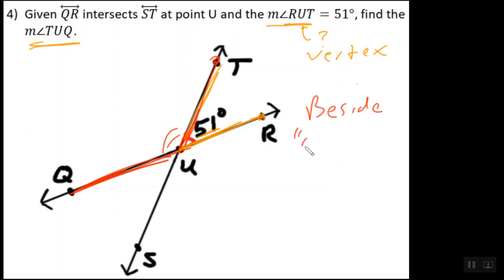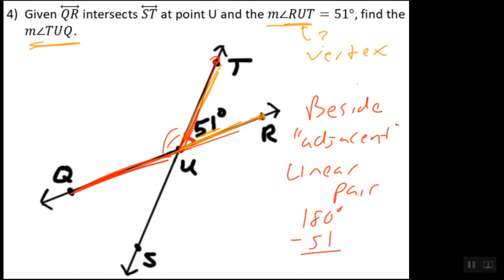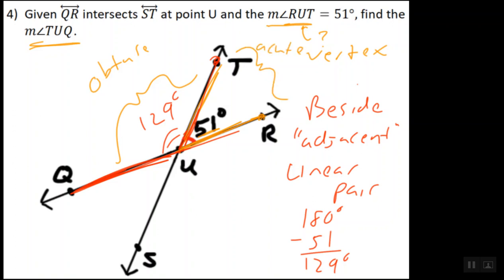And if you'll remember from our level 1 video, we call them adjacent. Or if you want to get real fancy, since they're on a straight line, we can call them our linear pair. And if you think back to our last example, we know they add up to 180. Okay, so all we have to do is 180 minus 51, and of course that's going to be 129 degrees. Our final thing to finish this one off, remember, if it's greater than 90, that is obtuse, and if it's less than 90, well, that's going to be acute.